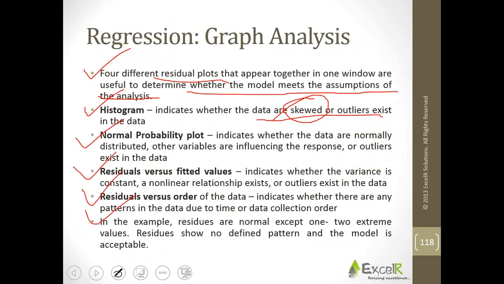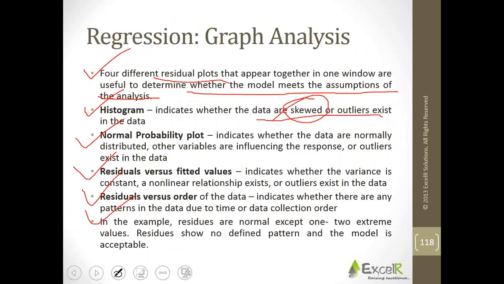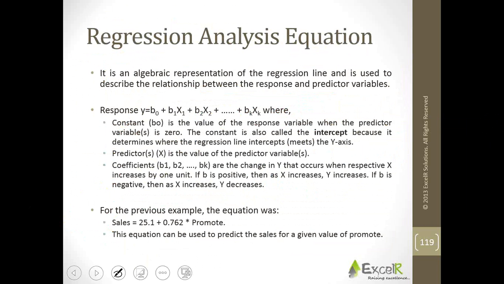Alright, in the example, residuals are normal except for 1, 2, there were only 2 extreme values. If I go back here, I can show you this is one extreme value and this is one extreme value. That's it. Residuals show no defined pattern and the model is acceptable.